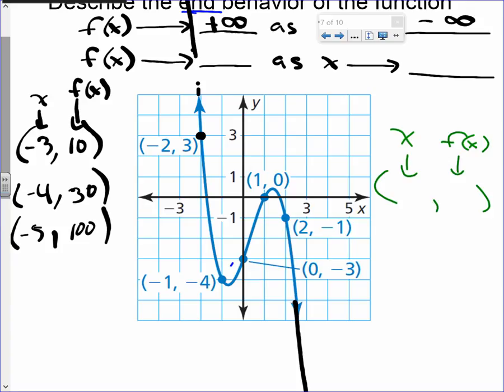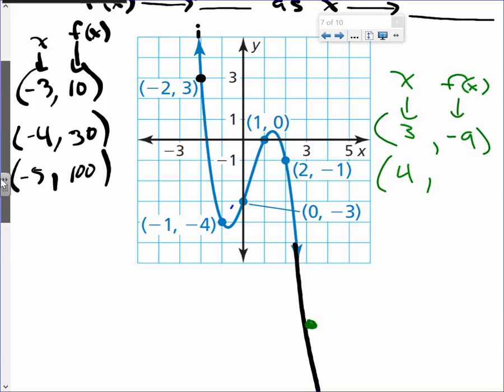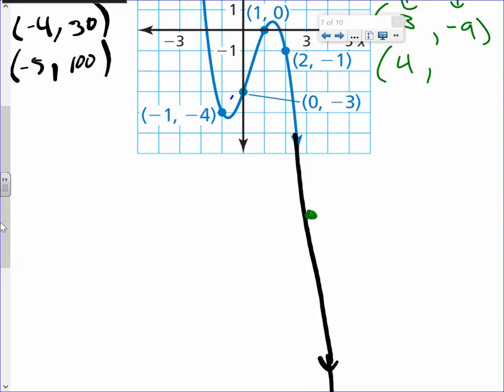Remember, f of x means y. If x is 3, let's say, right now you don't have to write this down. I'm just giving you some examples. If x is 3, f of x is going to be somewhere like way down here, maybe. I don't know, I'm just guessing. About negative, let's see, 1, 2, 3, 4, 5, 6, 7, 8, 9. About -9. If x is 4, f of x is going to be way the heck down there. Look at it. If x is 4, f of x is like way down here.